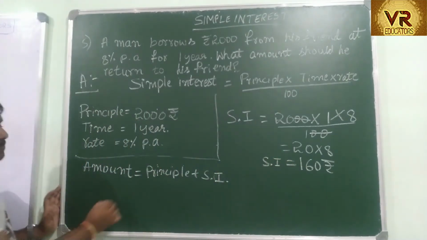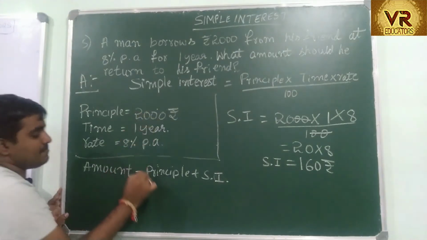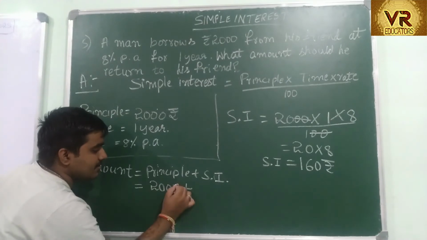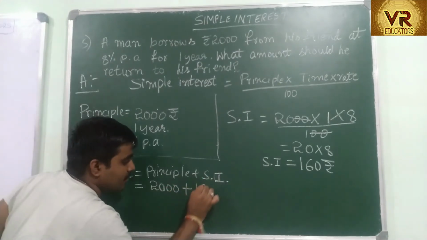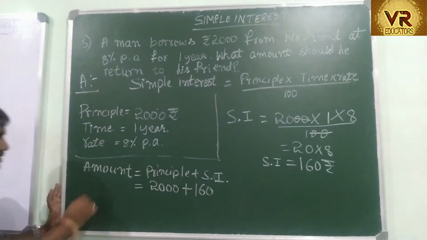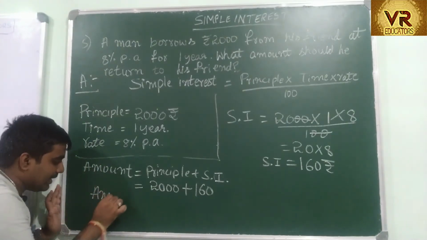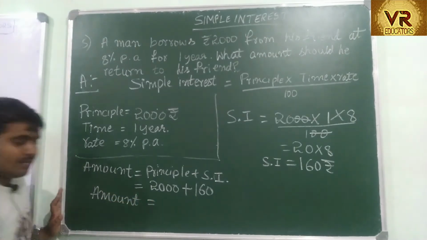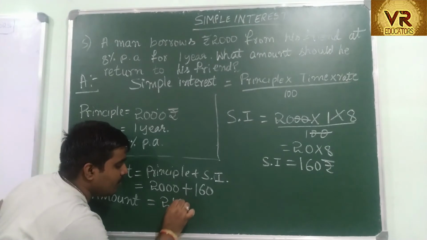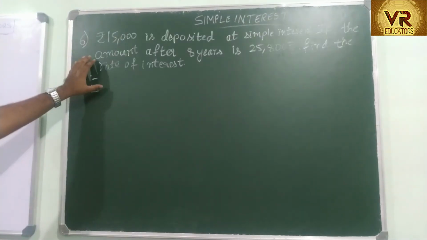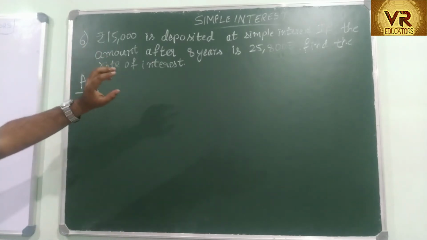Now the principal. What is the principal? 2000 rupees. Plus simple interest is 160 rupees. Okay. So the total amount that should be written is 2160 rupees.